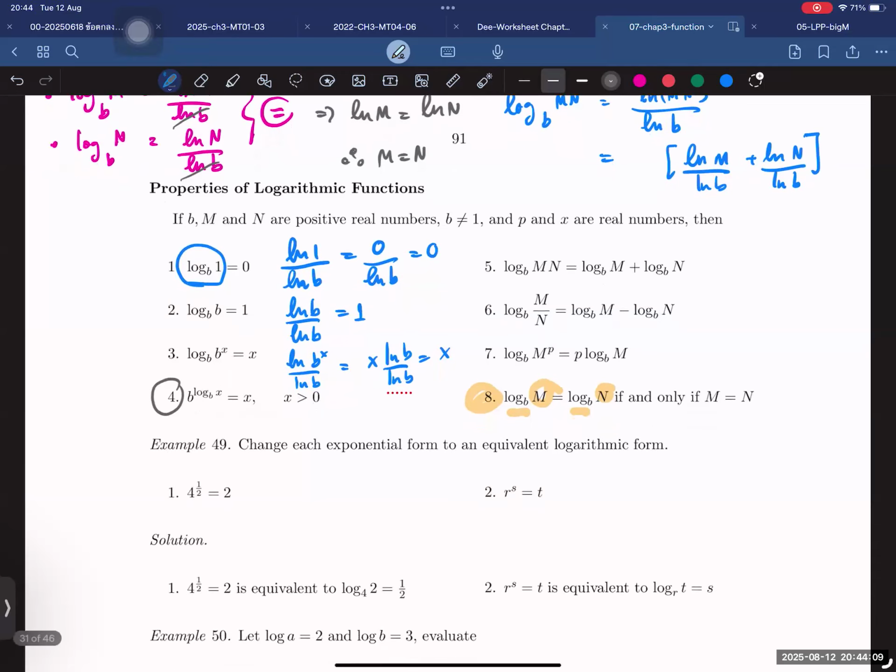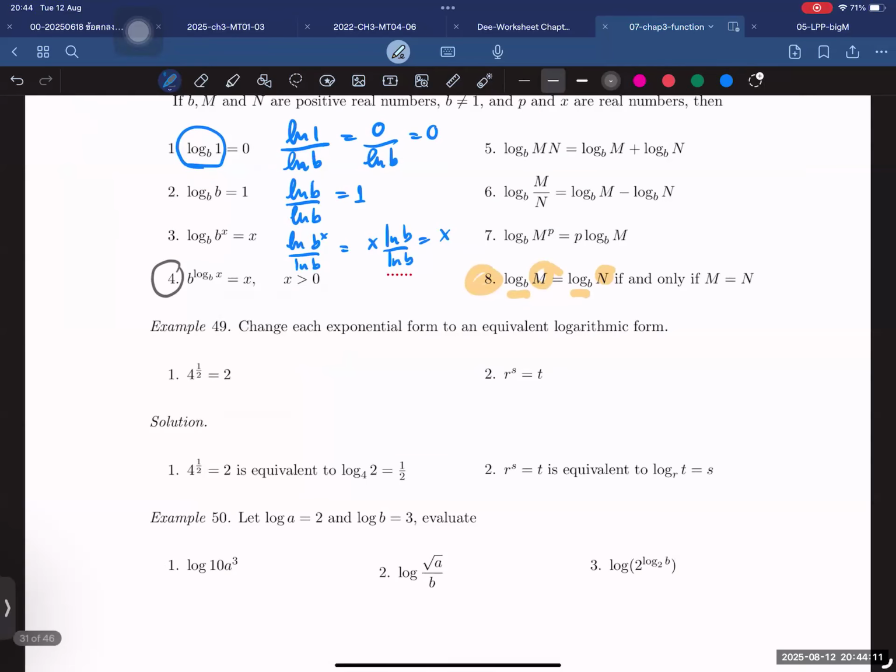All right. This example changes the exponential form to an equivalent logarithm. So basically, if I start with this, I just take the log of both sides. For example, here I take the log of 4 to the 1/2 on the left hand side, and on the right hand side, I also take the log. We got that, right? And we know that 1/2 here is the power of 4, right? We can move it as the coefficient.